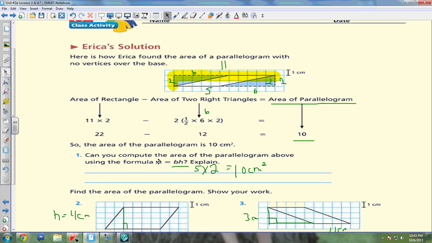But if you look a little closer, it says, can you compute the area of the parallelogram above using the formula area equals base times height? And the answer to that is yes. If you look at the base right here of 1, 2, 3, 4, 5, the height of 2, there's your 10 centimeters squared, which is the same as what you found up here by finding the area of the rectangle and the area of the two right triangles subtracting.